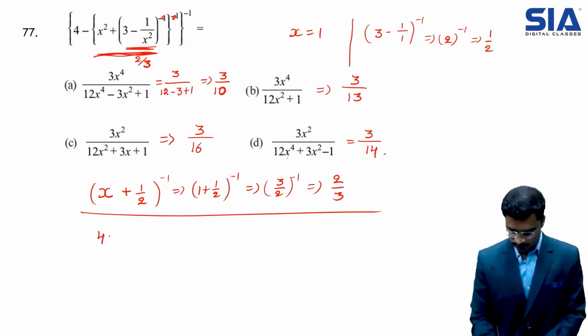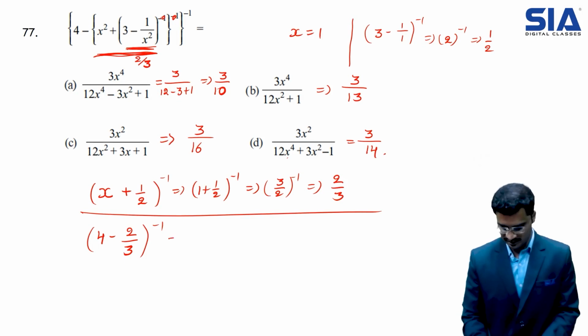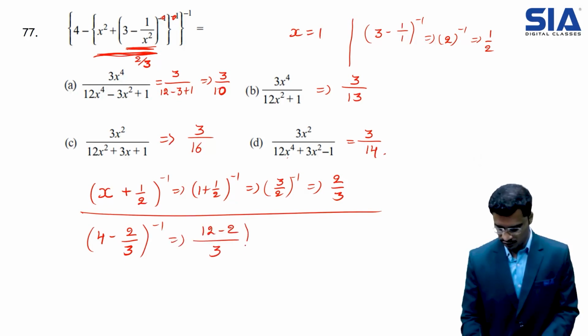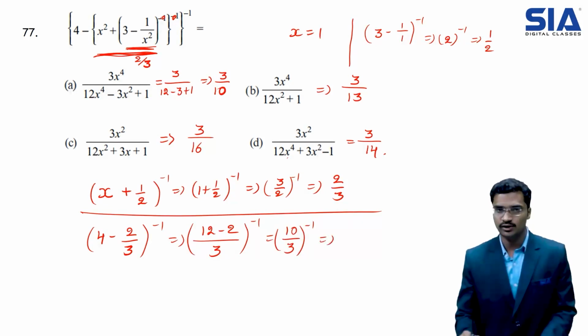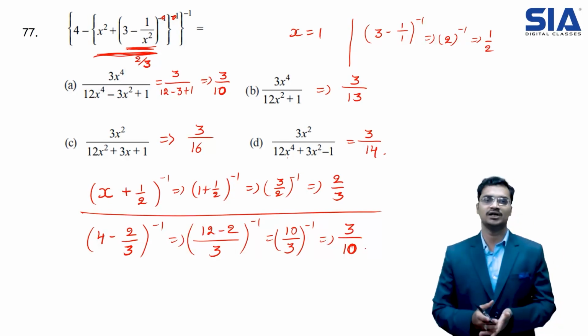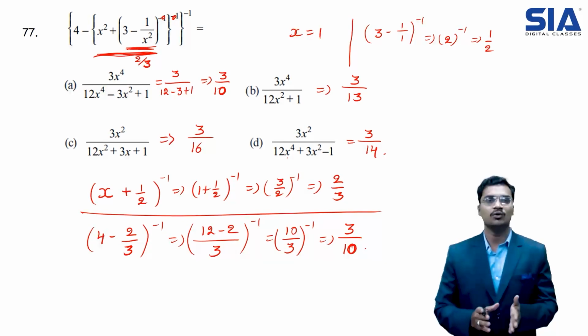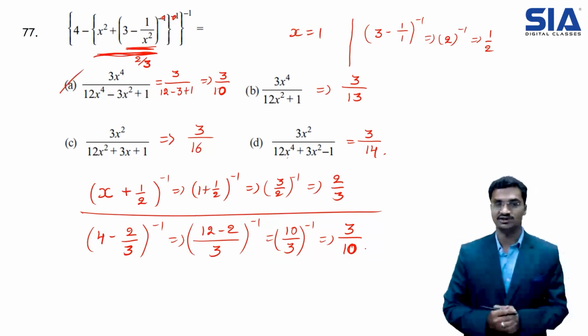Now 4 minus 2 by 3 whole to the power of minus 1 is our final answer. So 4 threes are 12. 12 minus 2 by 3 whole to the power of minus 1. 12 minus 2 is 10. 10 by 3 whole to the power of minus 1. So 10 by 3 whole to the power of minus 1 is what? 3 by 10. So when I have substituted the x value as 1 in our question, I am getting the answer as 3 by 10. Here only one option is giving me the answer 3 by 10, which is option A. So our answer is option A.